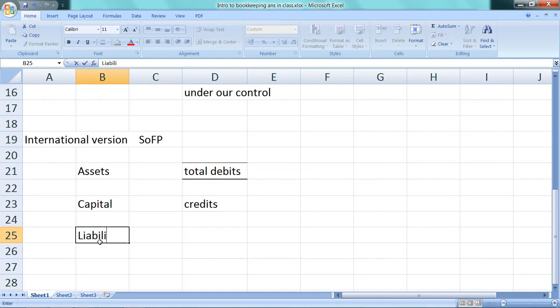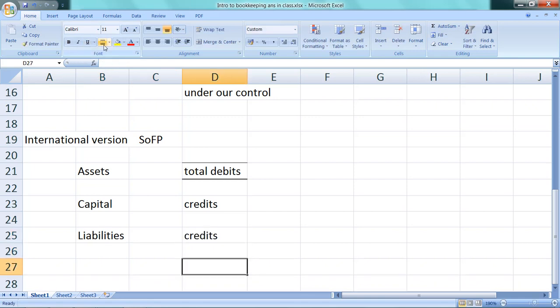Then we have our liabilities. Those liabilities are also credits. We then subtotal all of these down to give me my total credits. Okay? So this is an international standard version of my statement of financial position.